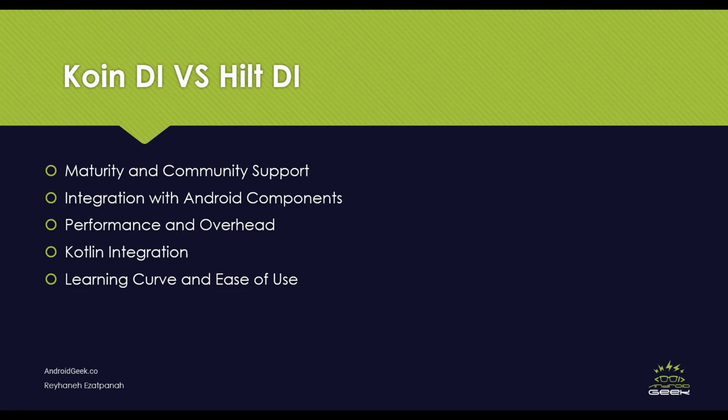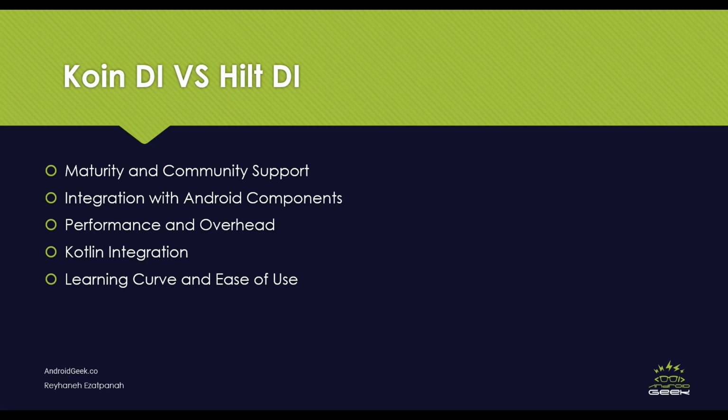The other thing that I want to mention is about performance and overhead. Koin DI prides itself on its lightweight and minimalistic approach. It avoids code generation and runtime proxies, resulting in a faster startup time and a smaller memory footprint. This can be advantageous for resource constrained environment or a project that prioritizes performance.